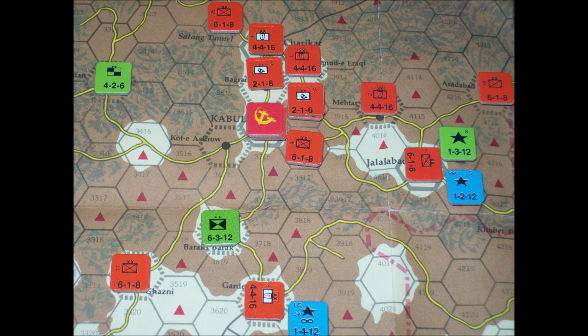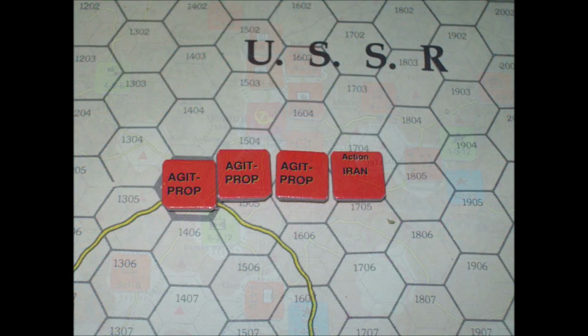So we're in turn 5 now of Holy War Afghanistan from S&T 147. Turn 5 in this scenario is the spring of 1979, and we start with the communist government player first. Because of the political situation and the popular support, the government receives 4 political chits. This time they draw 3 agitation and propaganda chits and 1 action chit involving Iran.